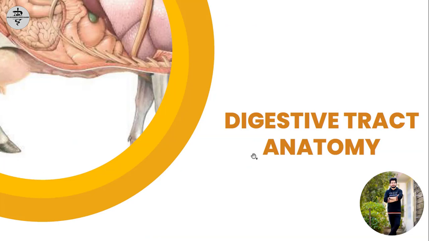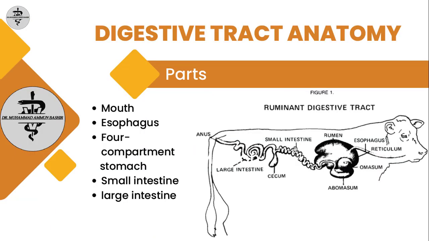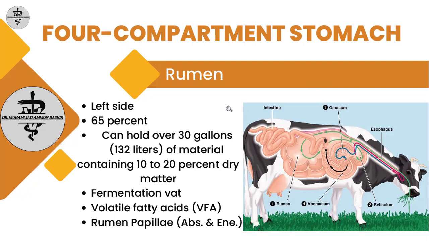Let's discuss the digestive tract anatomy. As shown in the picture, the digestive tract of a cow starts from the mouth, then the esophagus, then the stomach, then the small intestine, and at last the large intestine. The stomach of a cow is also called the four compartment stomach because it consists of four parts: rumen, reticulum, omasum and abomasum.